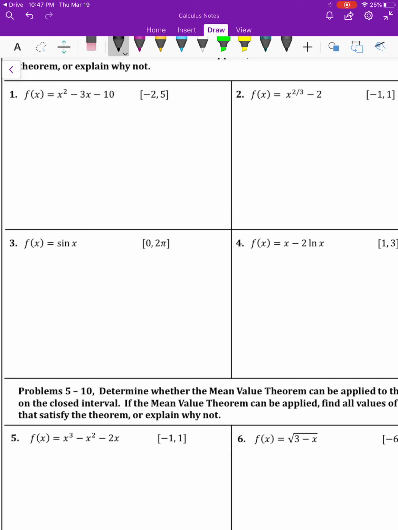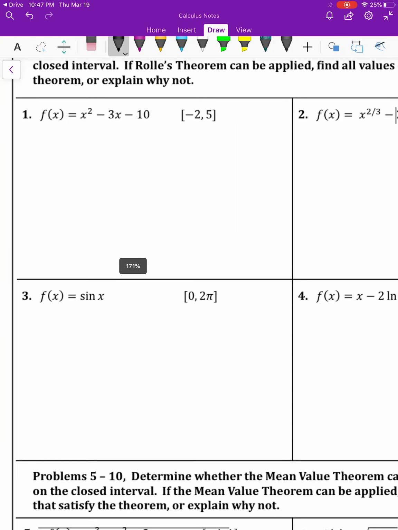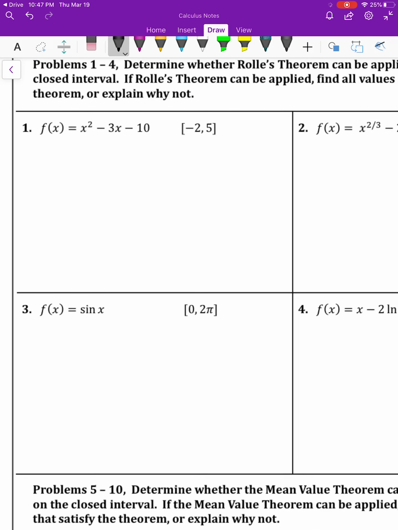I thought I would go through a few of the homework problems from 5.1 to make sure that you know what you're doing. So here is 5.1 homework problem number 1, and it's asking us to determine whether Rolle's theorem can be applied to the function on the closed interval. If Rolle's theorem can be applied, find all values of x equals c that satisfy the theorem, or explain why not.